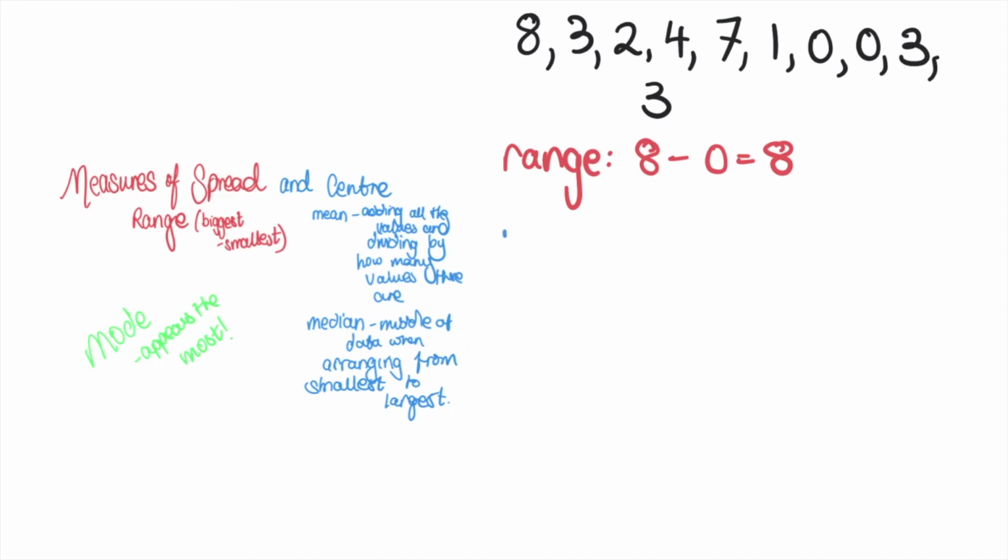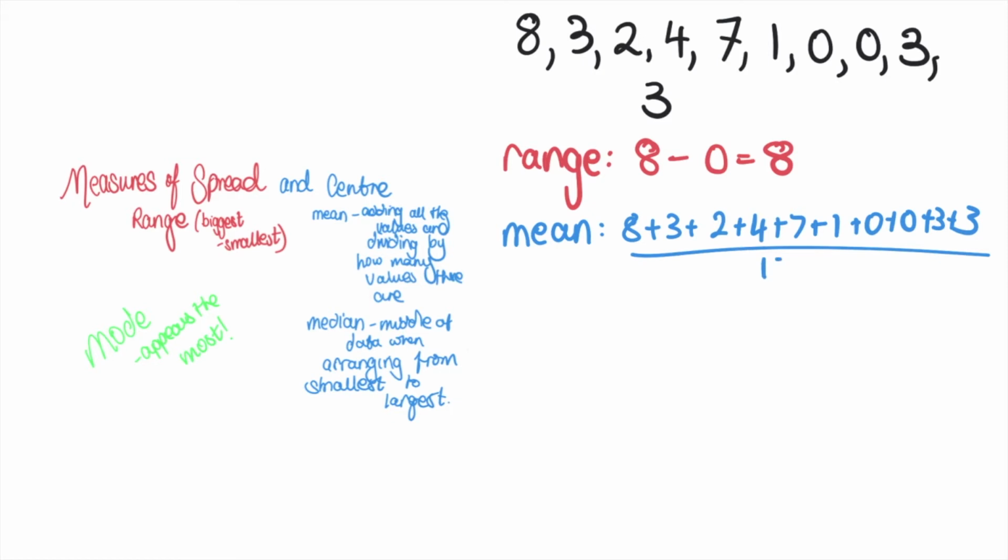We are then going to look at the mean. The mean is adding all the values up and dividing by how many there are. So you go 8 plus 3 plus 2 plus 4 plus 7 plus 1 plus 0 plus 0 plus 3 divided by 10. There were 10 values there. And that comes out to 2.8. So you would say on average, the people we surveyed had 2.8 chocolate bars a week, because that's the average.